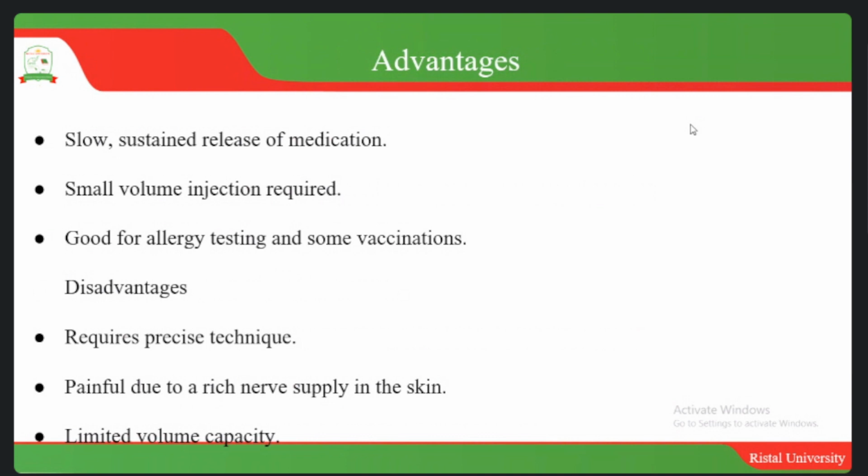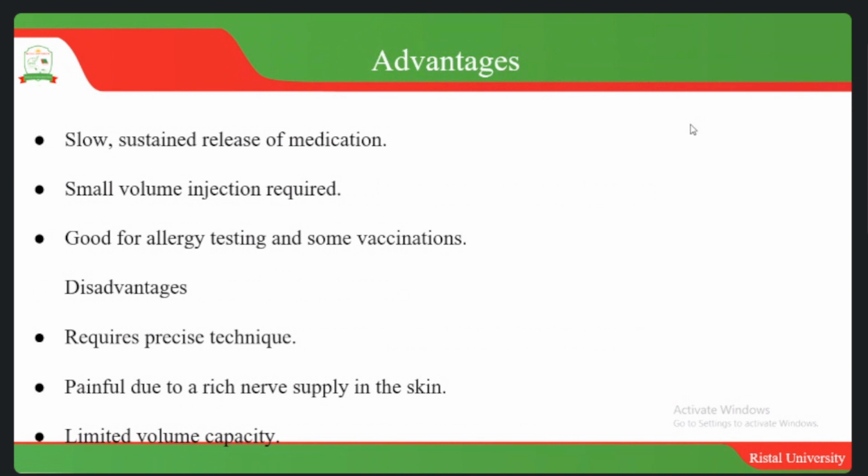But the disadvantage of intradermal is that it requires precise technique for you to really get just beneath the dermis. Otherwise, you may go beyond it. Then it is painful due to a rich nerve supply in the skin. You realize the nerves are much more concentrated within the dermis, on top of the skin, and that's where you can feel a lot of pain, because the nerves communicate and are the ones that make you feel the pain. So when these nerves are pricked, you feel a lot of pain within the dermis.